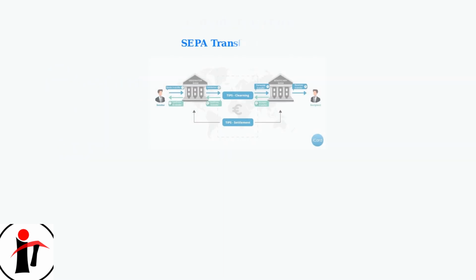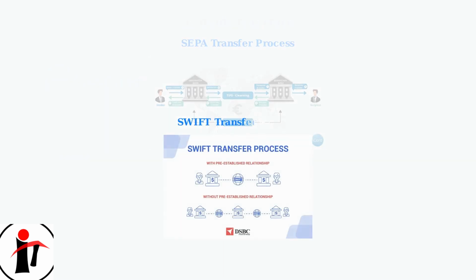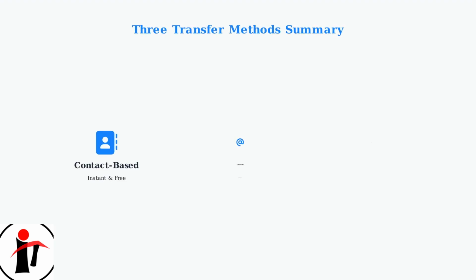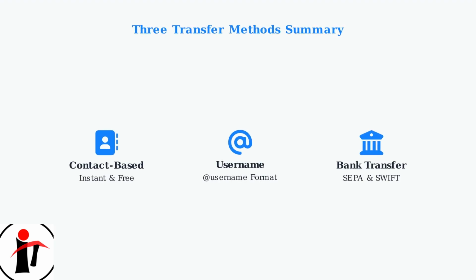Here's how the bank transfer process works. SEPA transfers use the Target Instant Payment Settlement System for efficient processing within Europe, while SWIFT transfers may involve intermediary banks for international routes. These three methods give Revolut users flexibility in how they send money: contact-based transfers for instant free transfers between users, username transfers for a social experience, and bank transfers for traditional banking needs both within Europe and internationally.